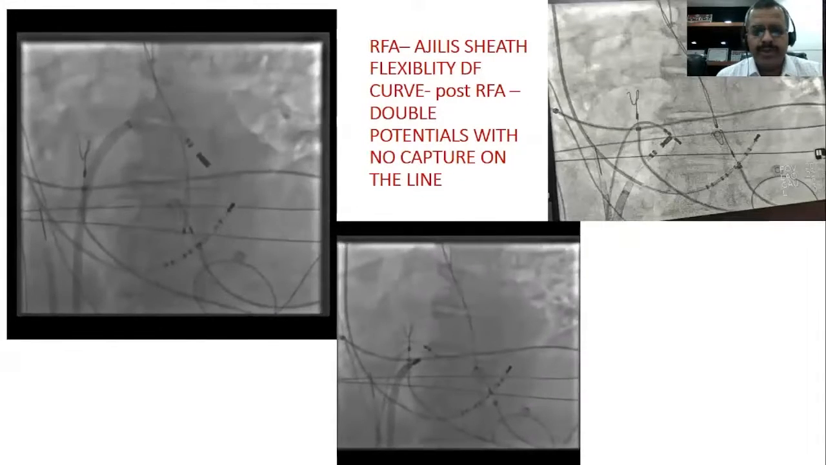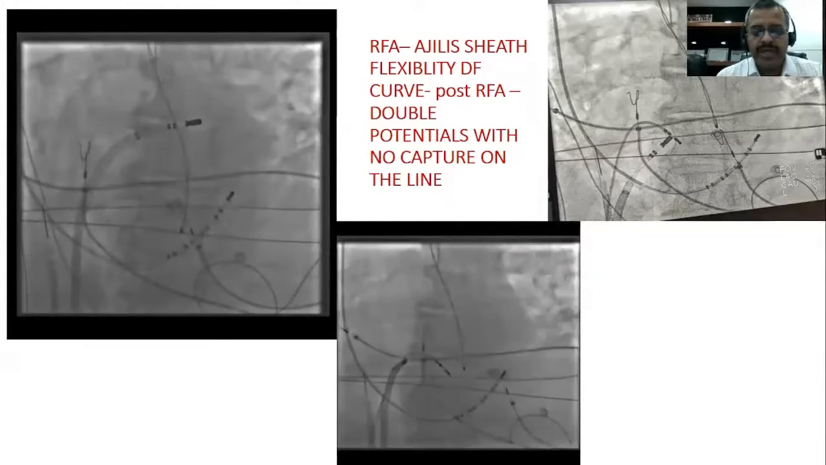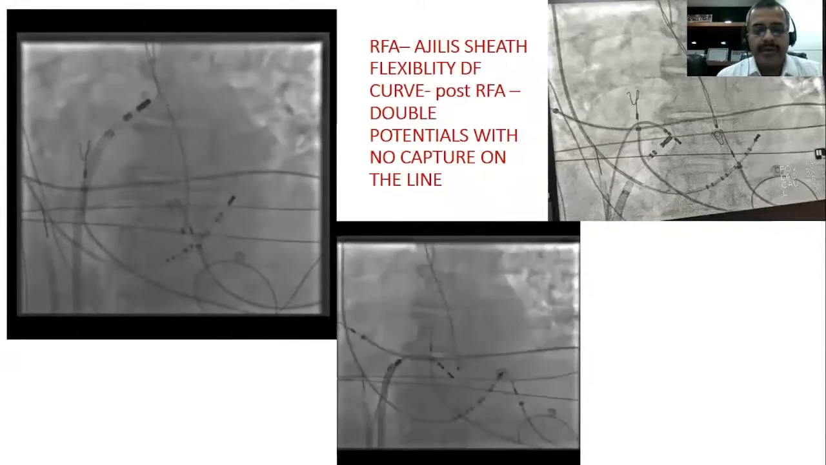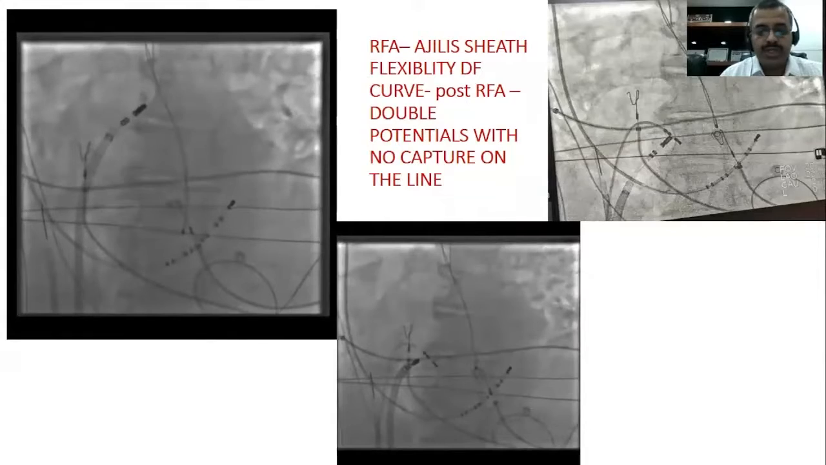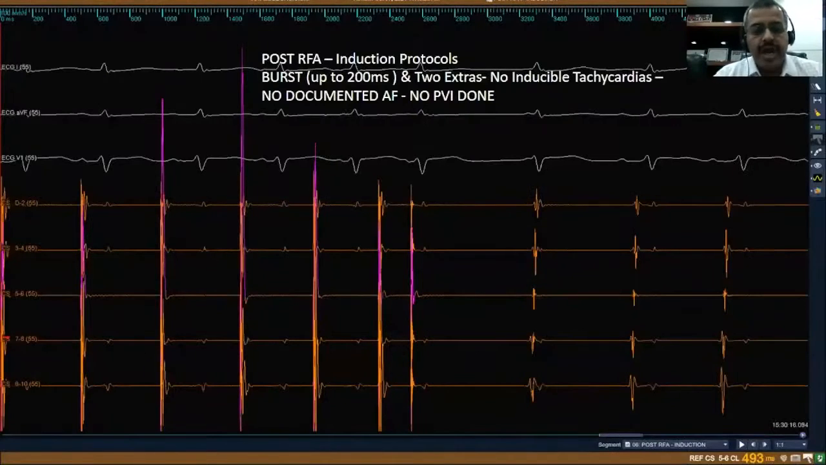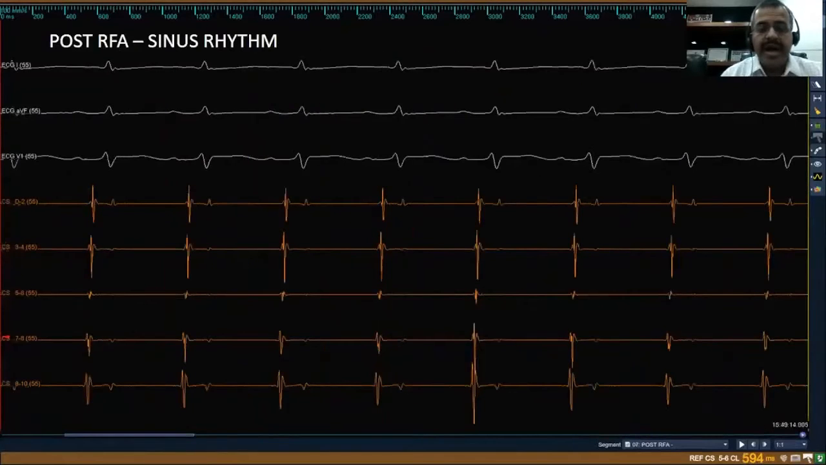Ablation was done with the Agilis sheath support and a D-F curve. And post-RF, we found that the area did not capture and there were double potentials, ensuring that the lesion was complete. And post-ablation, on aggressive induction, burst pacing down to 200 milliseconds and 2 extras, we could not induce any tachycardia. There was no documented AF, and so pulmonary vein isolation was not done. The patient was shifted out of the lab in sinus rhythm, is doing quite well on clinical follow-up in sinus rhythm, off antiarrhythmics, and doing absolutely good on follow-up.